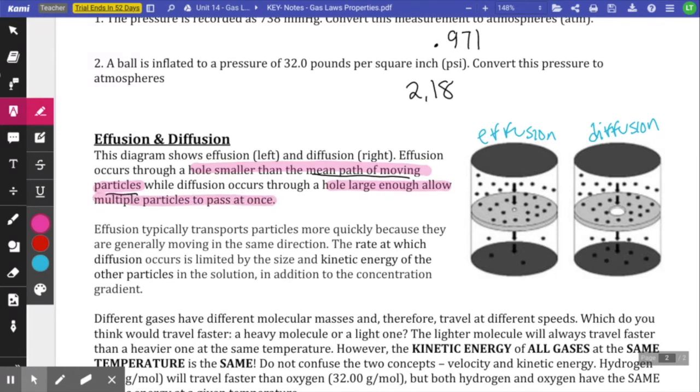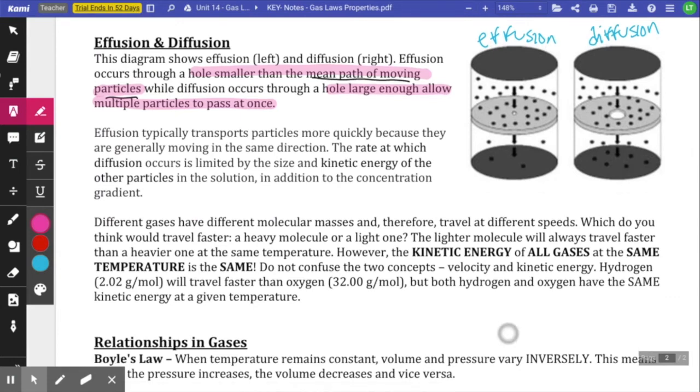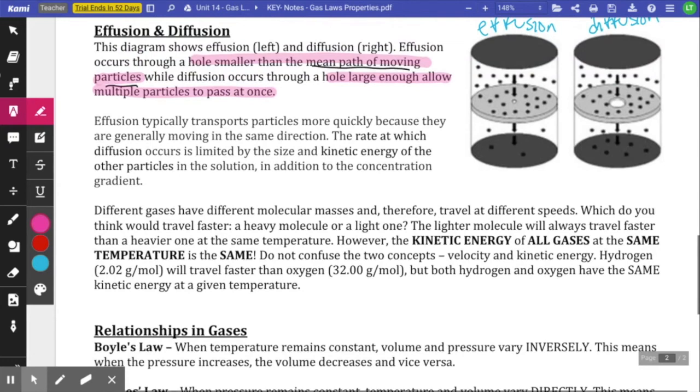All right. Now, effusion typically transports particles more quickly because they're moving in the same direction, whereas with diffusion the particles could be moving both ways. Diffusion totally depends on the concentration gradient. Diffusion is limited by the size and kinetic energy of the particles in the solution, as well as the concentration gradient, like I said. So things are always going to flow from a higher concentration to a lower concentration until they've evened out.